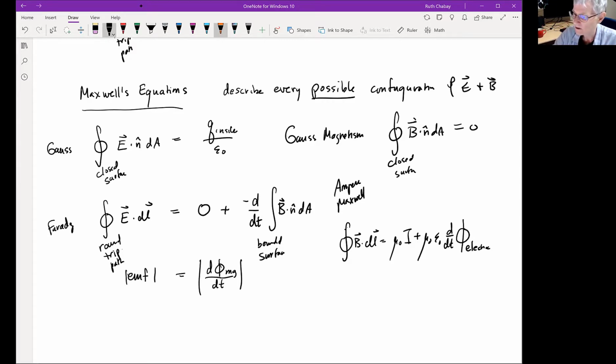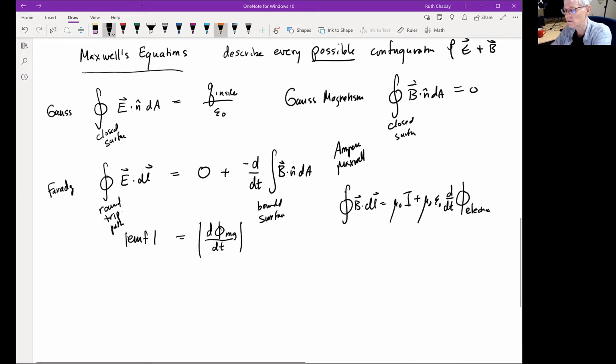Okay. So we have these four equations that are Maxwell's equations. And they tell us that charges can make fields. Gauss's law says charges can make fields. And the Ampere Maxwell law says moving charges can make magnetic fields. But they also tell us that fields can be made by time-varying fields. So here's a dB dt that can make an electric field.